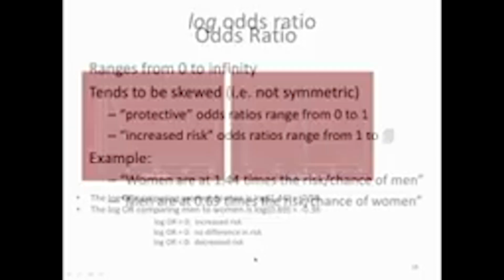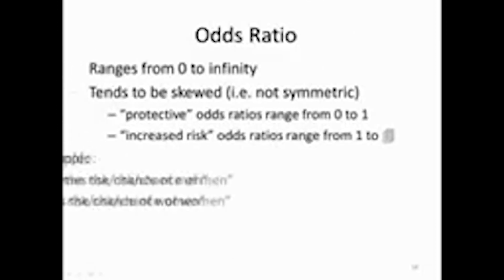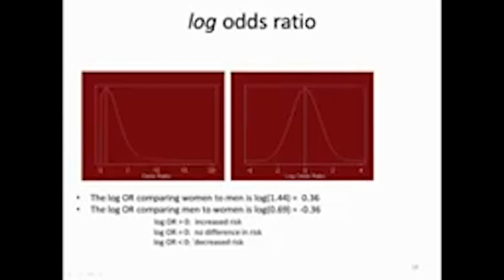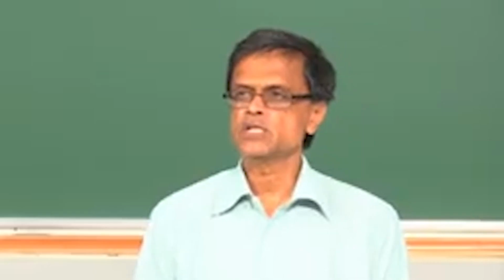Just like this, OR greater than 1 increased risk, OR equal to 1 no difference, OR less than 1 lower risk. When you take a logarithm it becomes greater than 0, equal to 0, less than 0. That is what this table is all about. Sometimes it is better to take the logarithm, especially when you are dealing with a very large number of data points.